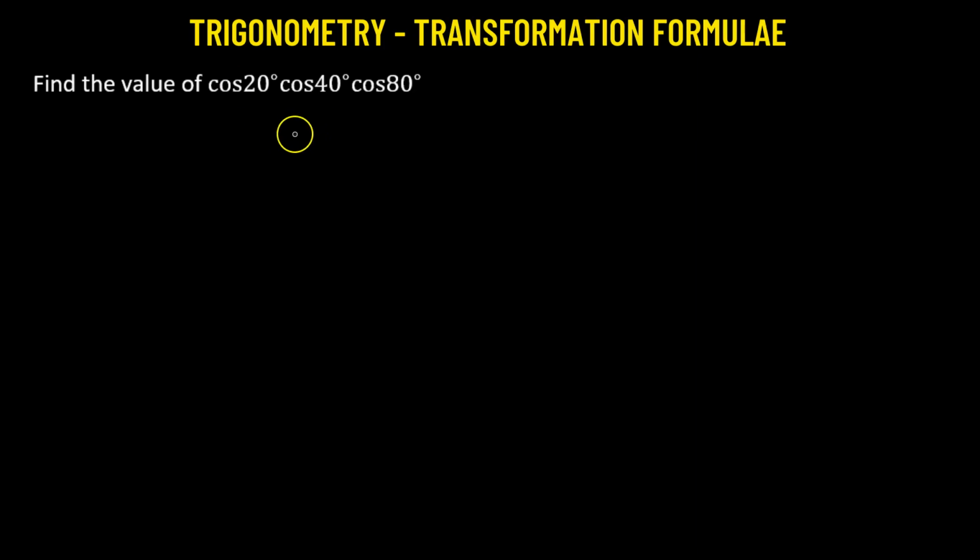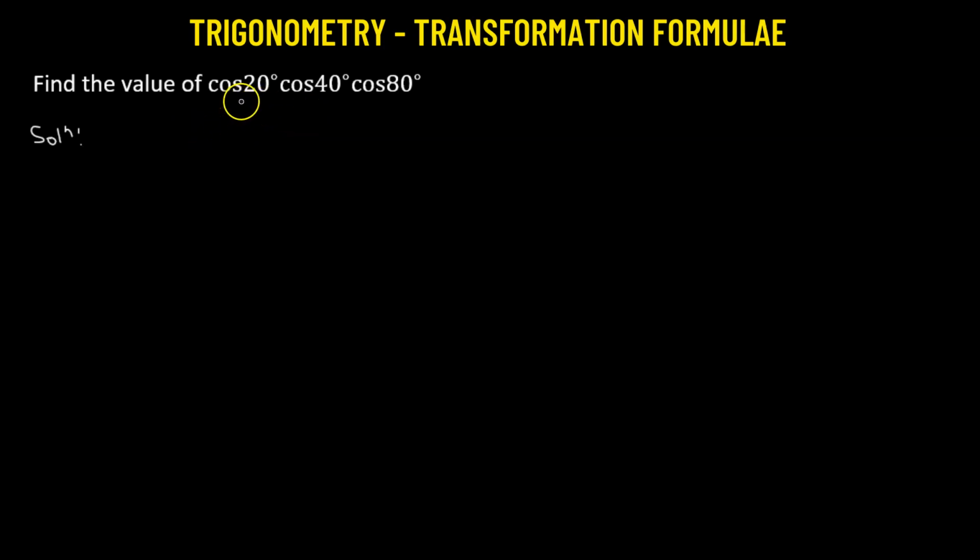So here we need to obtain the value of cosine 20 degree times cosine 40 degrees times cosine of 80 degree. Let us begin. Now here we don't know the standard values of cosine 20, cosine 40, cosine 80. So here we'll be using the transformation formula to obtain the value. Now let's look at the first two expressions.